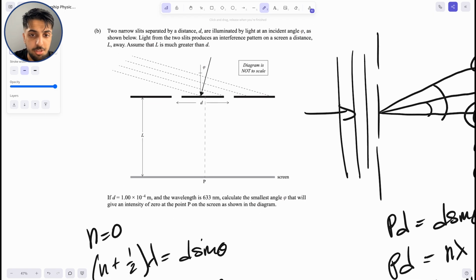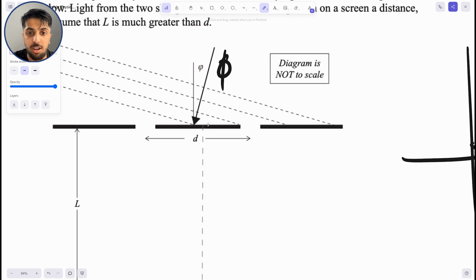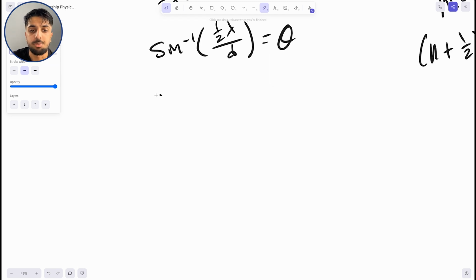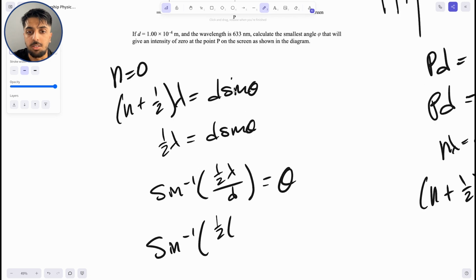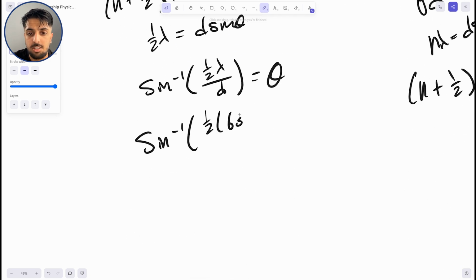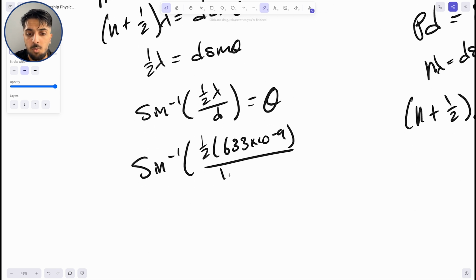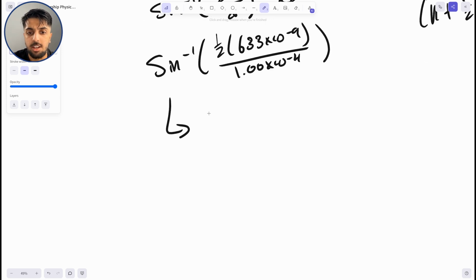Now again, I've put theta here, but we are actually dealing with phi, as we can see here. And so we can plug in our numbers, where we get half the wavelength, which is 633 times 10 to the negative 9, as we're dealing with nanometers, and our d is 1.0 times 10 to the negative 4. And that gives us an angle of 0.2 degrees.